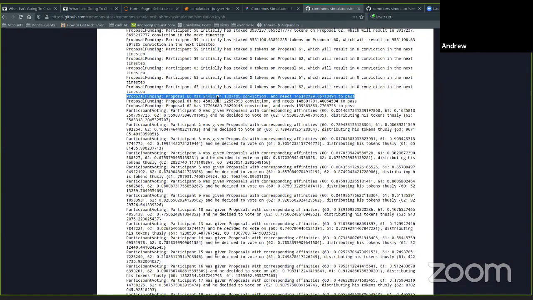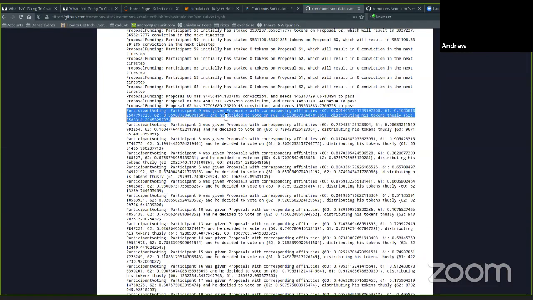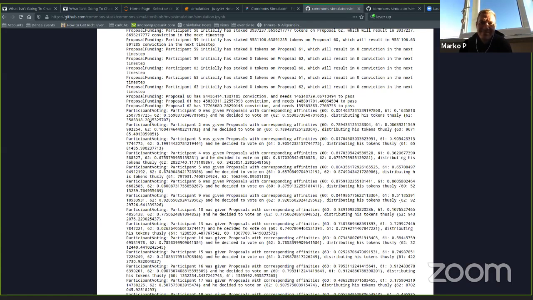And yes, so now proposal 60 has collected some conviction and it needs more. And we feed this again, and then their affinities don't really change. So even though it displays this message again, actually, I'm pretty sure nothing changes, although I'm really not sure. Okay, I really need to check this.